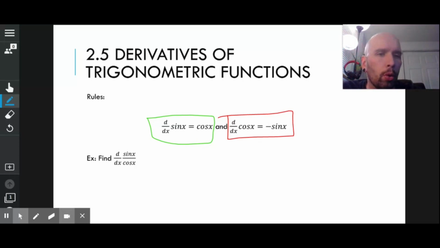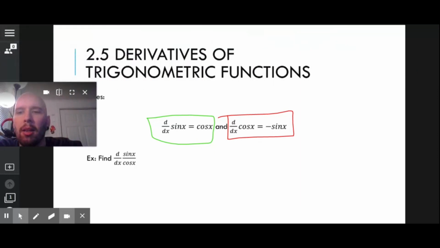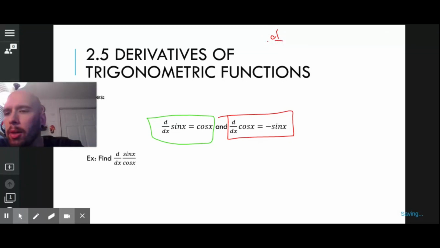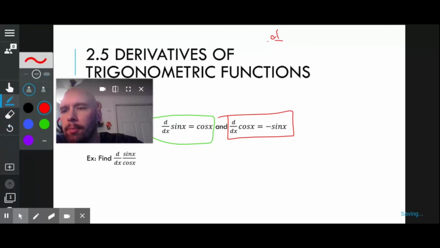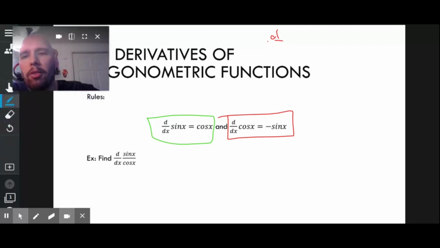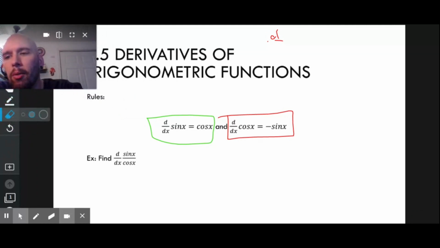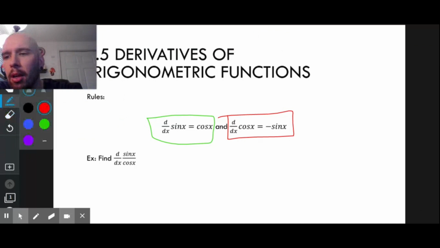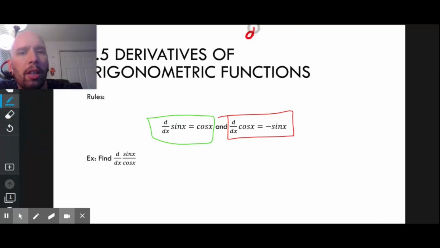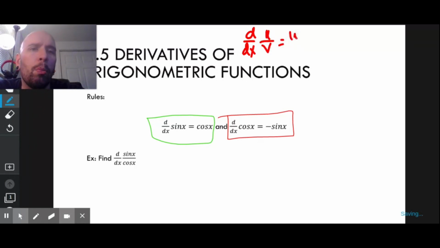Remember, the quotient rule is, if I'm taking the derivative d dx of u over v, I end up with u prime v minus v prime u over v squared.